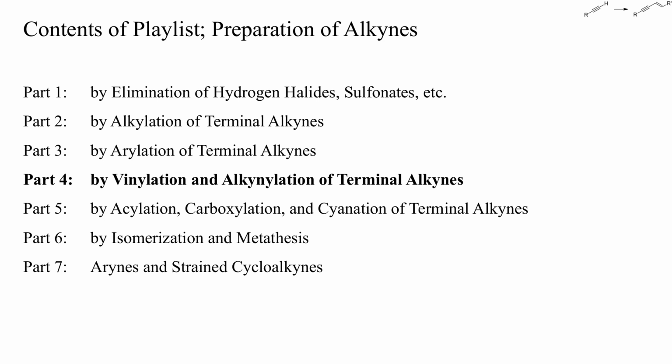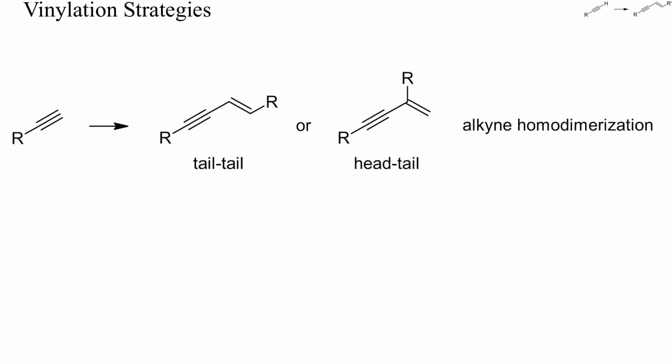alkynes. These reactions often proceed under surprisingly mild conditions and can occur as side reactions when attempting to alkylate, arylate or acylate terminal alkynes. To suppress them, it may be helpful to check the conditions that are particularly favorable for these reactions. Let's first have a look at vinylations.